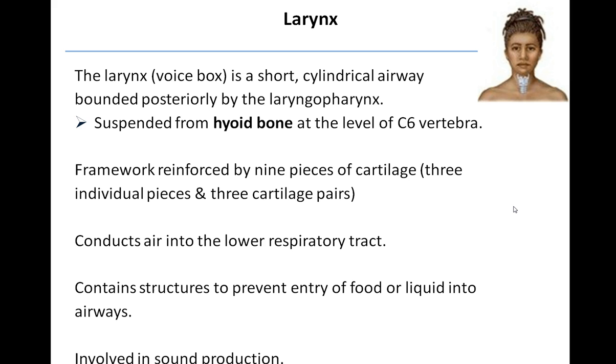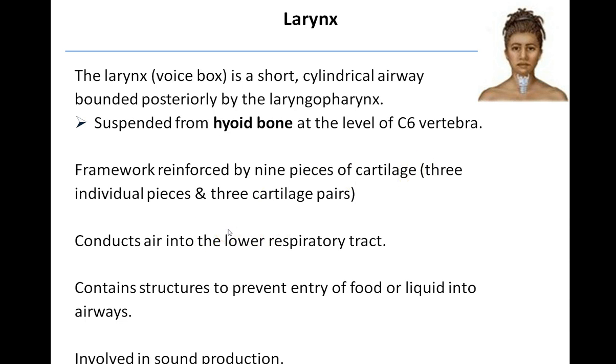This structure is suspended from a small horseshoe-shaped bone called the hyoid bone. The hyoid bone is a bit unusual in that it doesn't directly articulate with any other bone of the skeleton. The hyoid bone is found at about the level of the 6th cervical vertebra. The walls of the larynx are reinforced by plates of cartilage. There are 9 of these. There are 3 individual pieces and 3 pairs of hyaline cartilage.